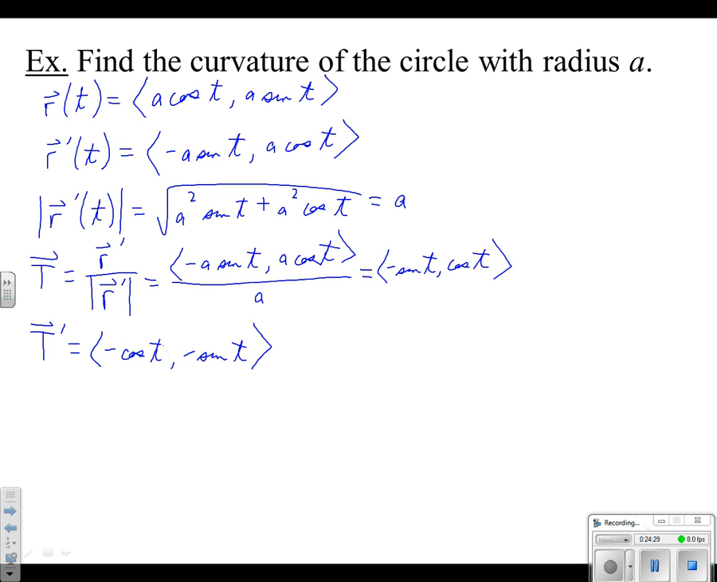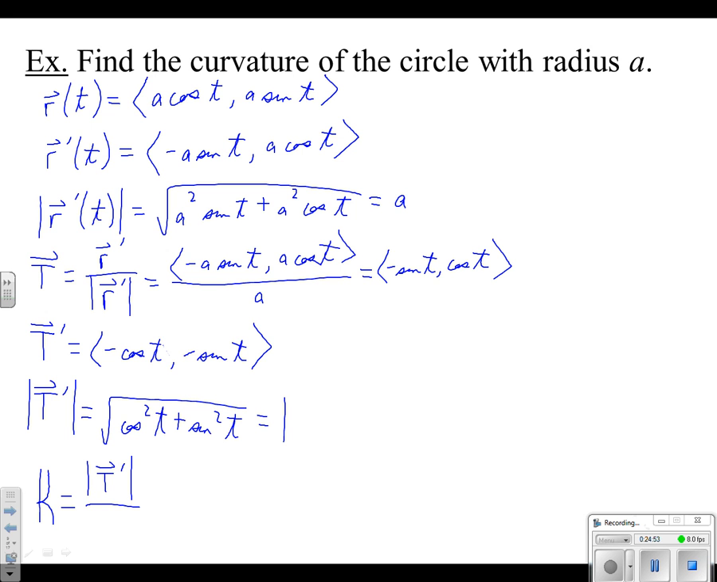And we need the magnitude of T prime, which would be the square root of cosine squared t plus sine squared t, which would just be 1. Finally, curvature is equal to the magnitude of T prime divided by the magnitude of r prime. So it'd be 1 over a.